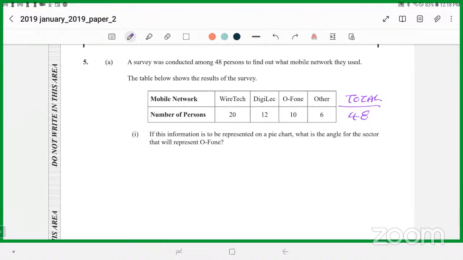You get me? It says, if this information is to be represented on a pie chart, what is the angle for the sector for the O-Phone? That's this one. So remember, the sector angle is a fraction of the 360 degrees, matching the fraction of the number of persons out of the total. Get me? Good. So that fraction of the 360 degrees that the O-Phone will occupy. So see here now, O-Phone.